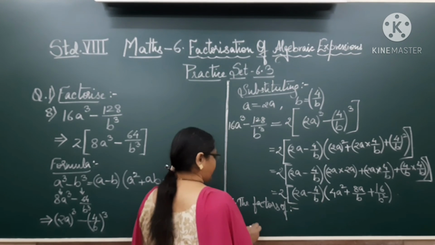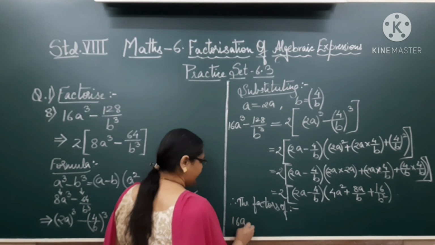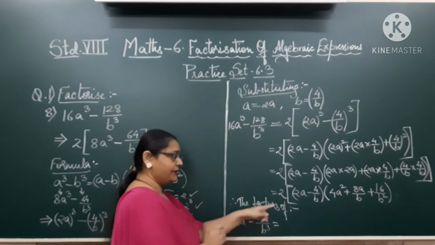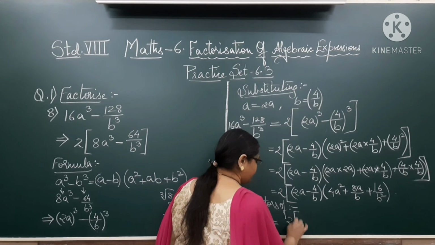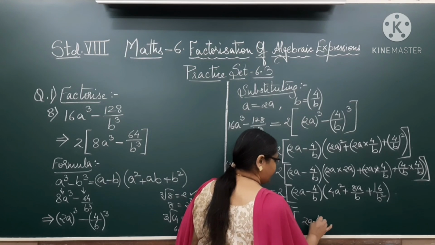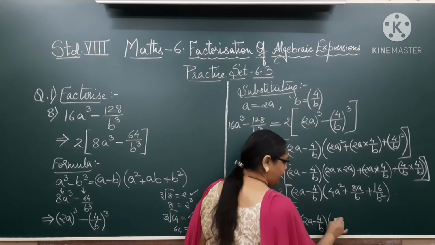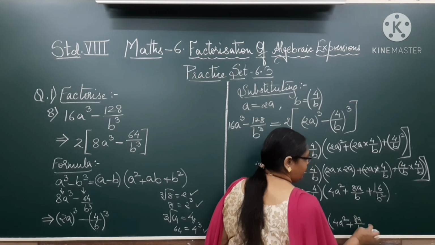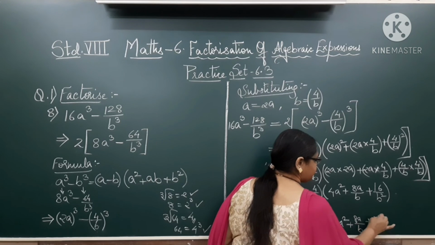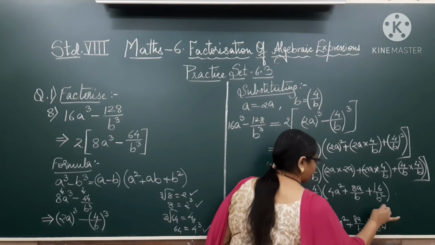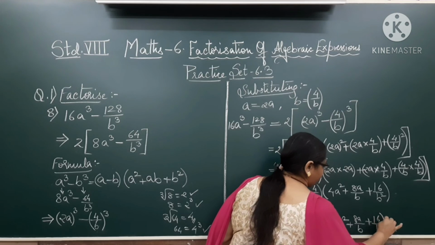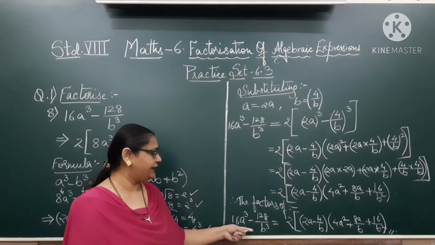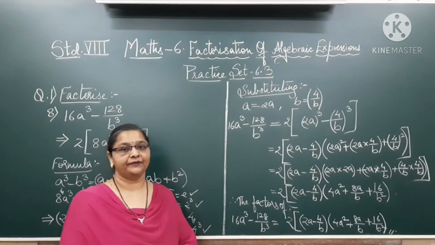Therefore, the factors of 16a cubed minus 128 upon b cubed are, remember 2 is common, 2 into 2a minus 4 upon b into 4a square plus 8a upon b plus 16 upon b square. So these are the factors of the given expression 16a cube minus 128 upon b cube. Thank you.